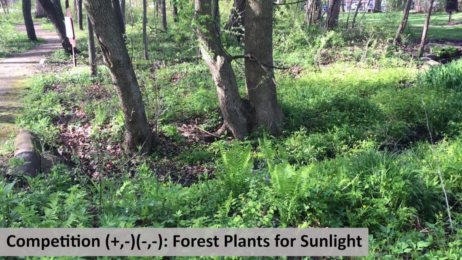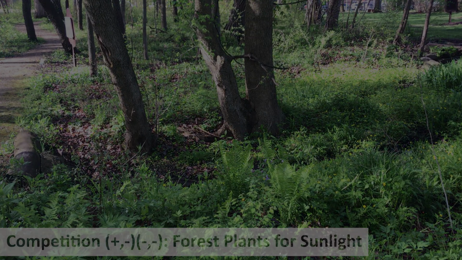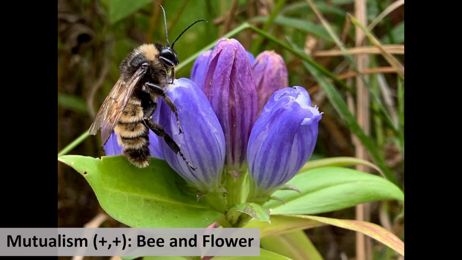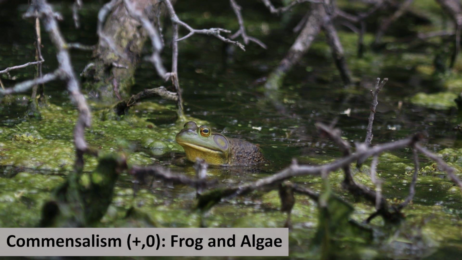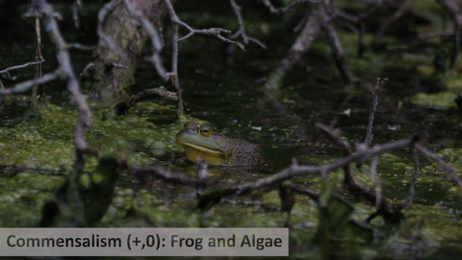Competition is an interaction when 2 species are competing for the same limited resource. It can be positive-negative, where one gets the resource and the other doesn't, or it can be negative-negative, where neither gets enough of the resource. Mutualism is a positive-positive interaction where both species receive an advantage. Pollination is a great example where the plant and the animal both benefit. Commensalism is a positive-neutral relationship between 2 organisms where one benefits and the other is neither harmed nor helped, like a frog hiding in the algae.